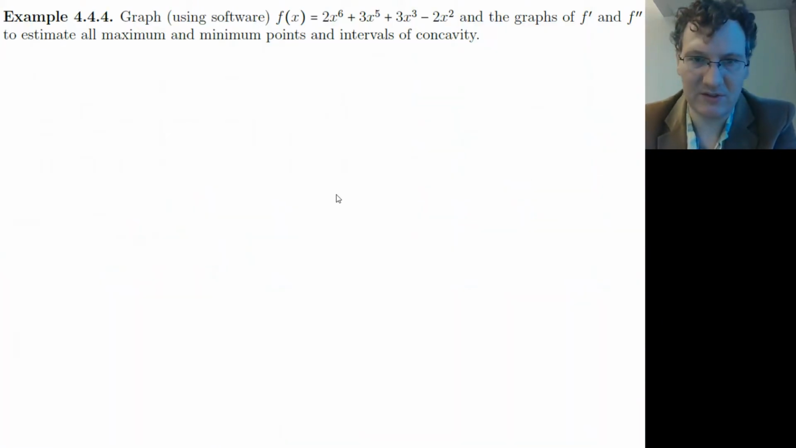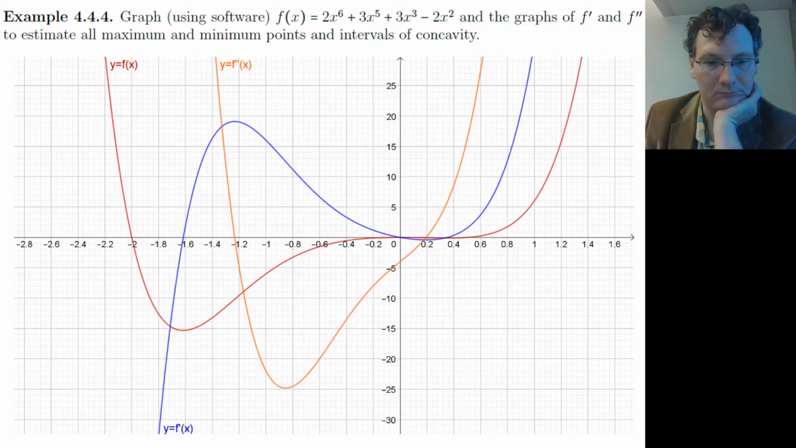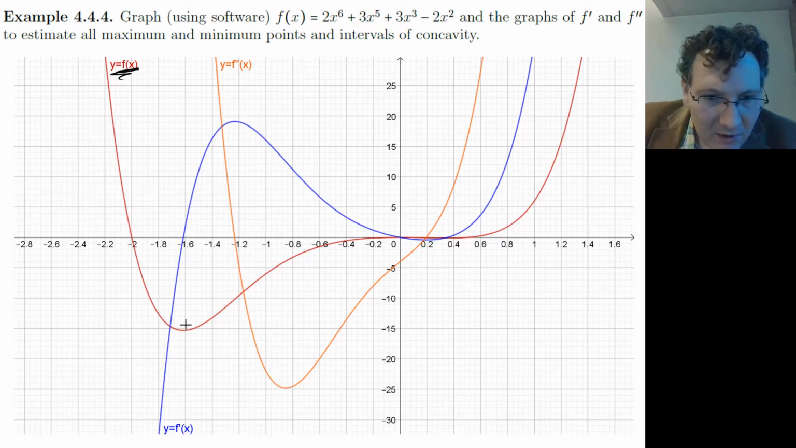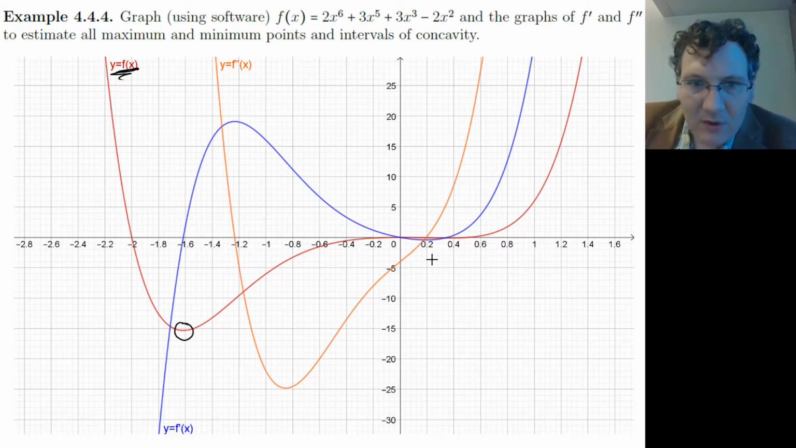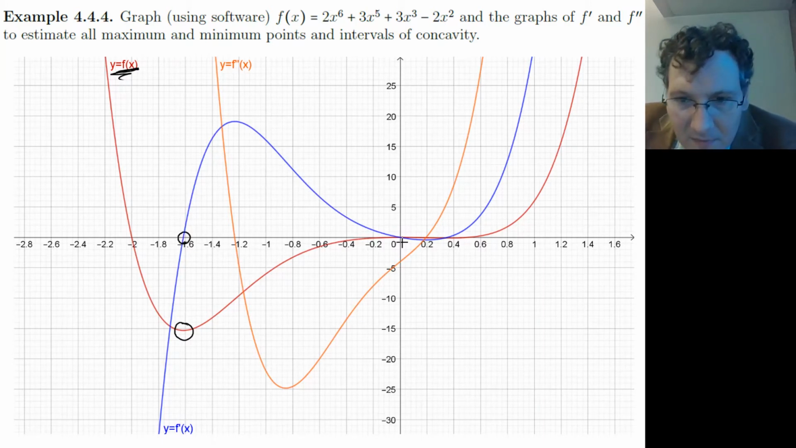So now we're going to graph using GeoGebra this polynomial and the graphs of its first and second derivatives. And we're going to estimate the maximum and minimum points and the intervals of concavity. Okay, here we go. So you can see in red, I've got my f of x. Okay, so we're trying to estimate the minimum point. So you can see that we are getting something here. We do have a minimum point, and if we look at the first derivative, it's hitting the x-axis here. It's hitting the x-axis here, and also it's hitting it right around here, I think.